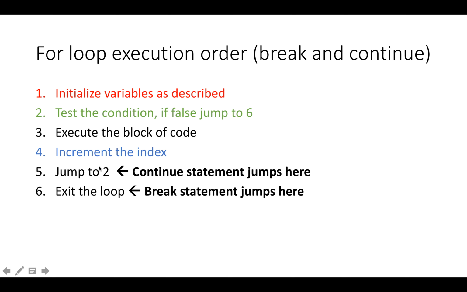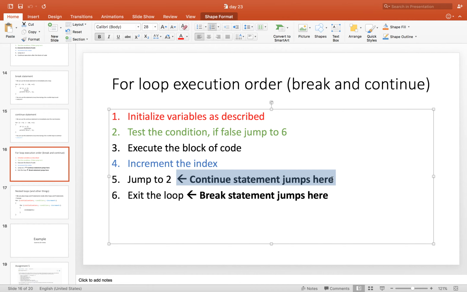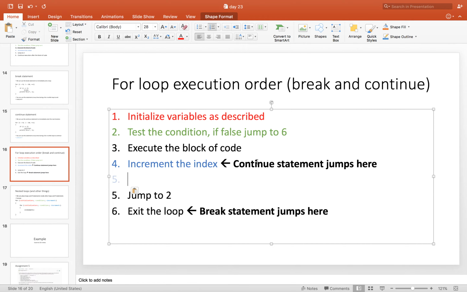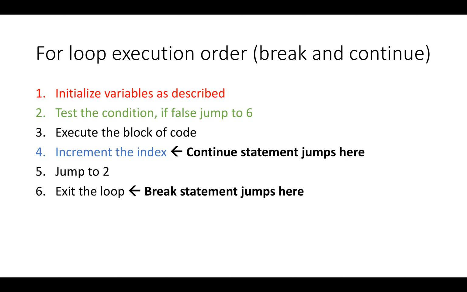Sorry, this is wrong. The continue statement should jump to number 4 and not to number 5. We do increment the index during a continue statement. Let me edit that quick here so you don't get confused. So this is actually what it should be. The continue statement jumps to the increment the index line.